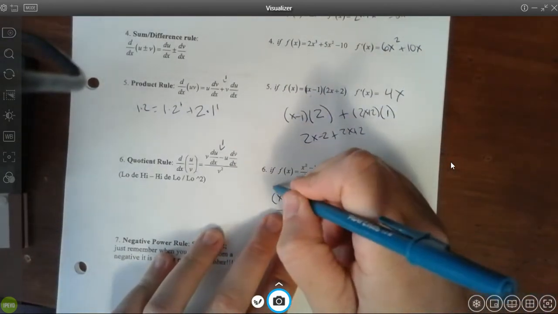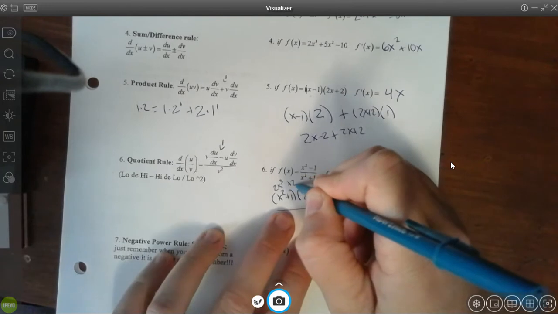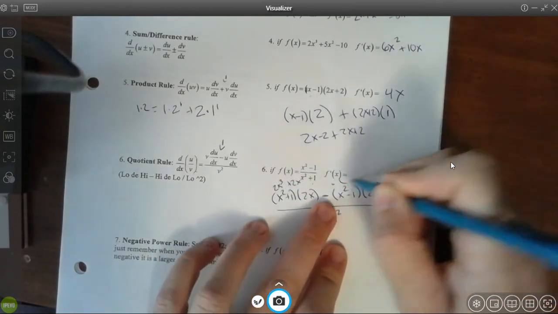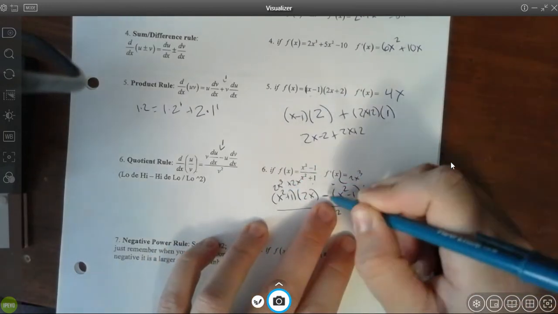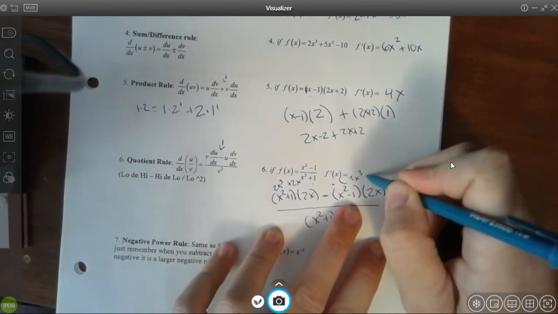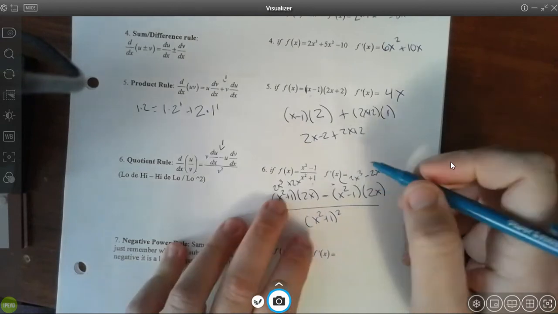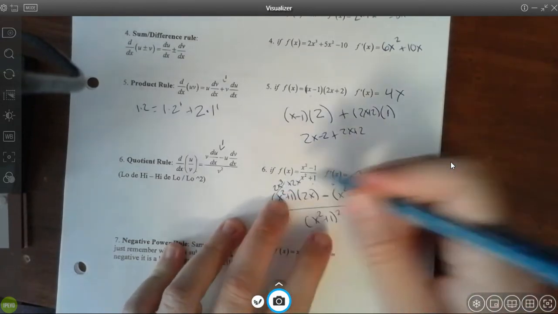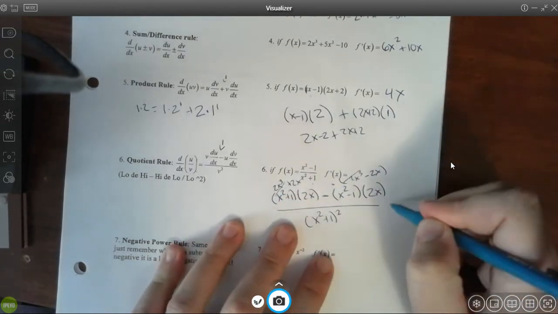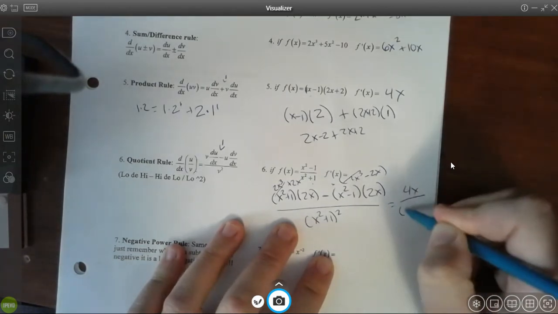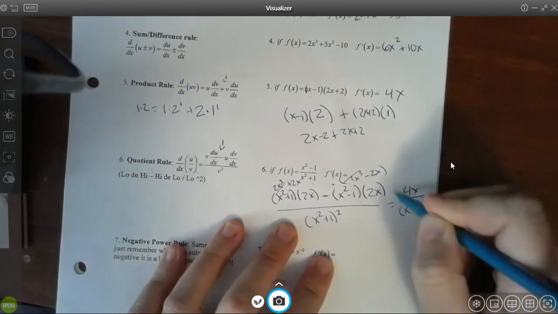So let's see, that would be a 2x cubed plus 2x. And then this is going to be a minus 2x cubed, and then minus 2x. Distribute your negative to both those terms. So 2x cubed and a 2x cubed are going to cancel, and then 2x minus a negative 2x gives me 4x. So I get 4x over that bottom squared.